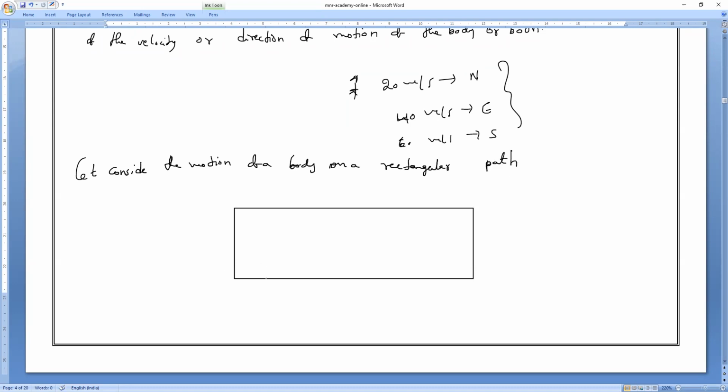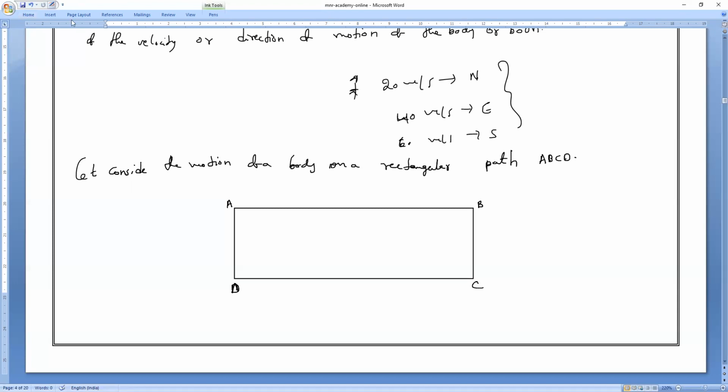What do you want? PQRS or ABCD or WXYZ, whatever you want, I will take. Can I take it as ABCD, everybody? A, B, C and D. Is it okay, Lingesh, Pranav? Yes, sir. So I am considering the motion of a body in what path? Rectangular path ABCD. Any problem, Mari? No, sir.